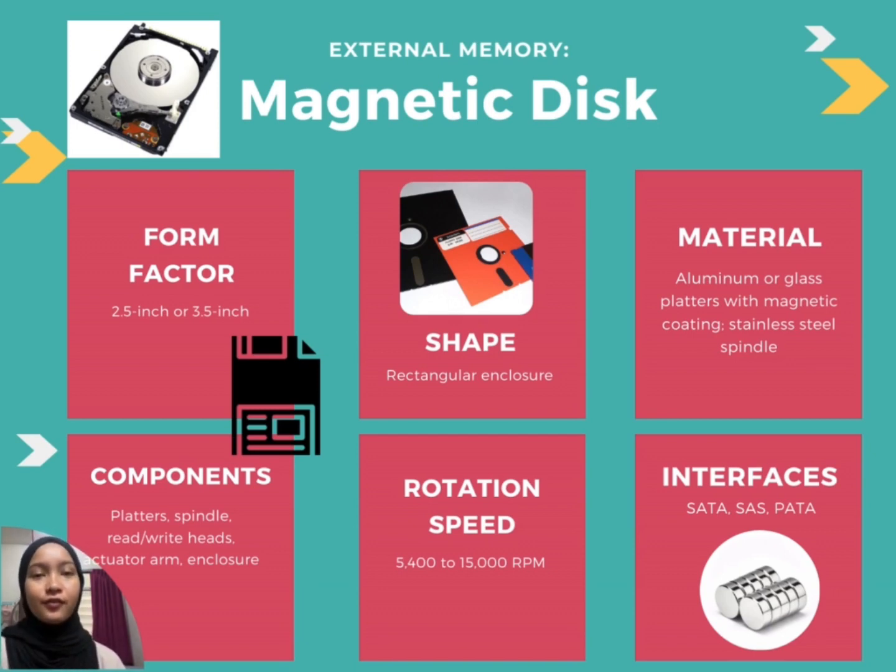So first, for form factor, magnetic disks typically come in two sizes, which is 2.5 and 3.5 inch. Next, for shape, they are enclosed in a rectangular case. And for the material inside, you will find aluminum or glass platters coated with a magnetic layer and a stainless steel spindle. Next, for the components, key components include the platters, spindle, read write head, actuator arm, and also the protective enclosure.